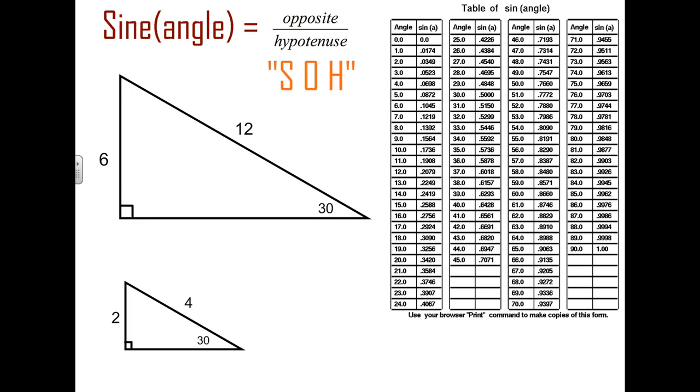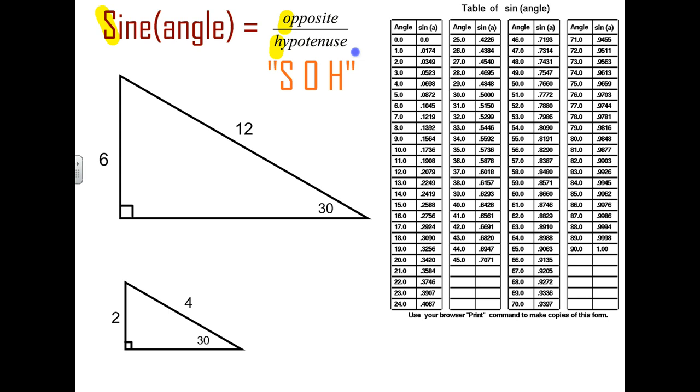The first trig ratio we're going to look at is sine. Sine is just a ratio of two sides of the triangle. It's the opposite side over the hypotenuse. That's where we get the "Soh" from: sine is opposite over hypotenuse. If I highlight that here, sine, the S, equals opposite over hypotenuse. There's your Soh, just a little mnemonic to remember what the sine ratio is.